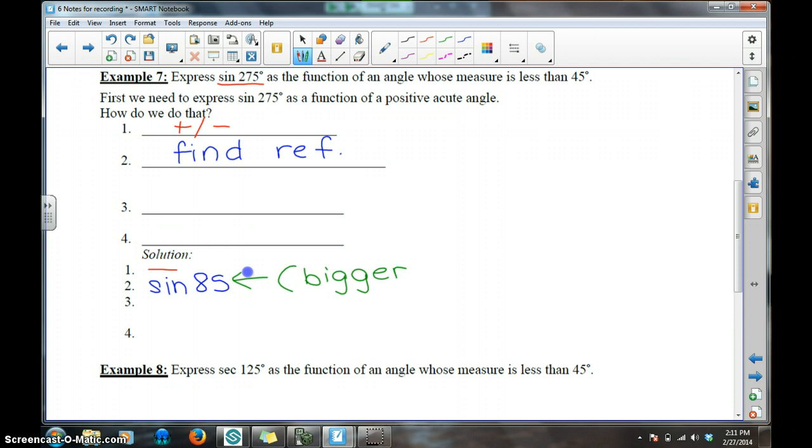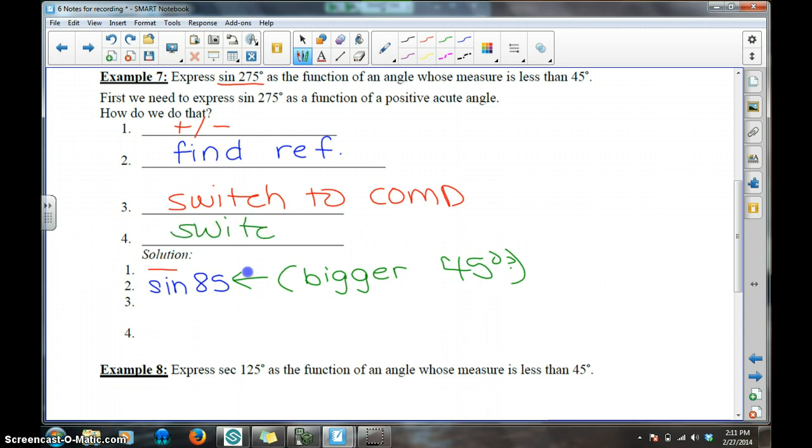Third, you're going to compare that 85 to see, is it bigger than 45? If it is, you have some work to do. If it's not, you're going to stop. I have some work to do. So I'm going to switch to the complement, and switch to the cofunction. So the complement of 85 would be 5. The cofunction would be cosine. So my answer is going to be the negative cosine of 5.